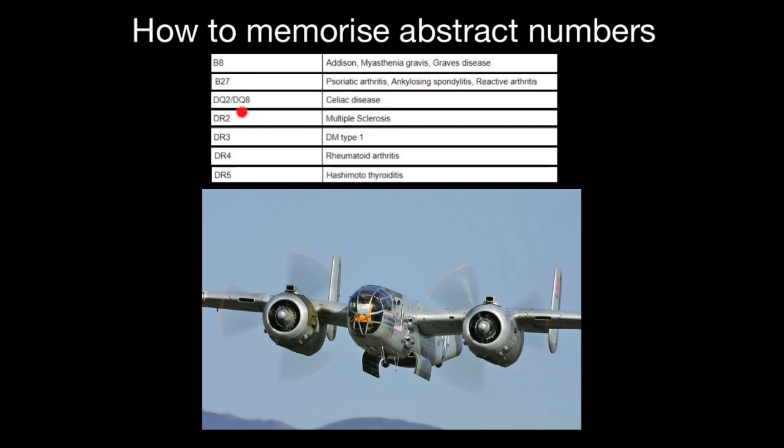Next one is the DQ2, DQ8 gene and celiac disease. How are we going to memorize and associate celiac disease with DQ2, DQ8? First of all, what is celiac disease? It is a chronic digestive and immune disorder that damages the small intestine. And this disease is triggered by eating food which contains gluten.